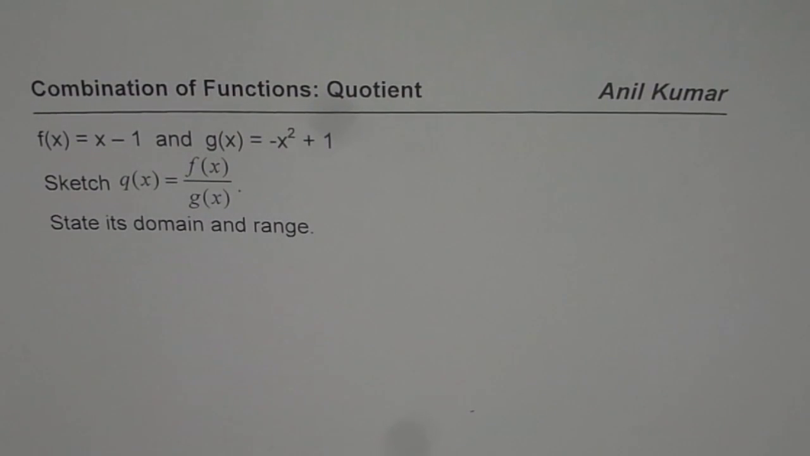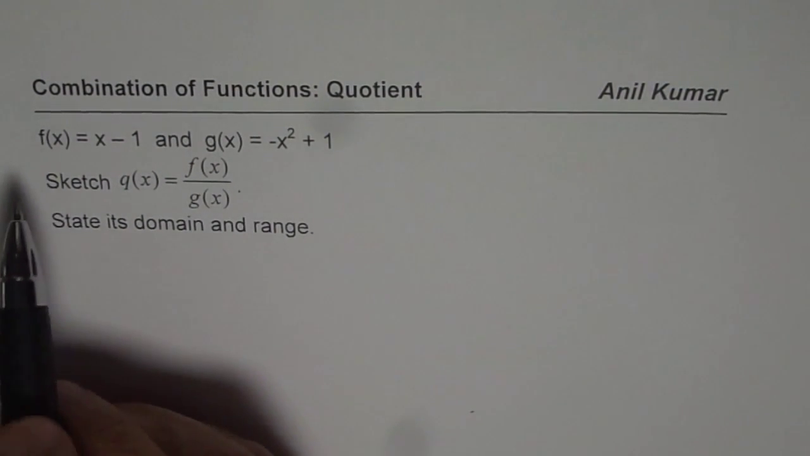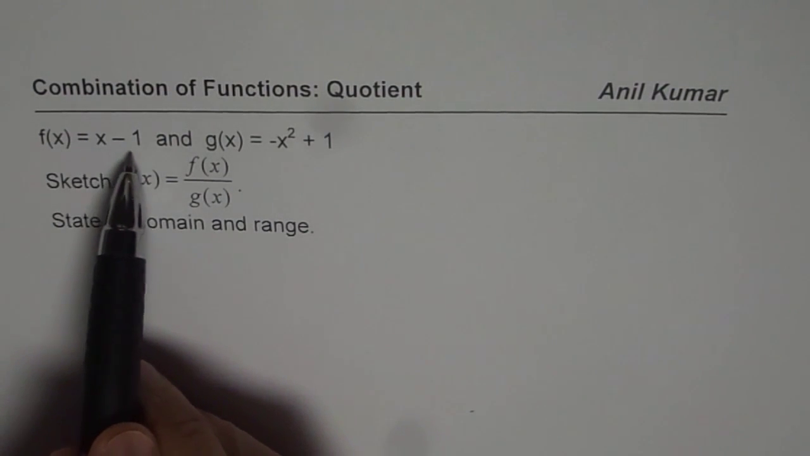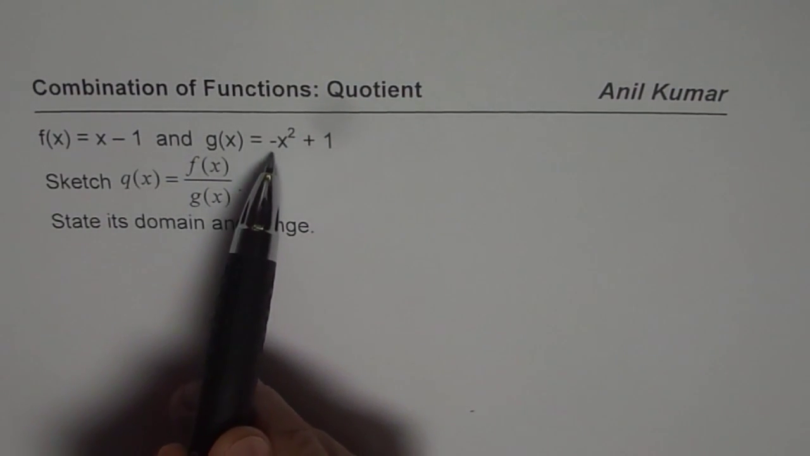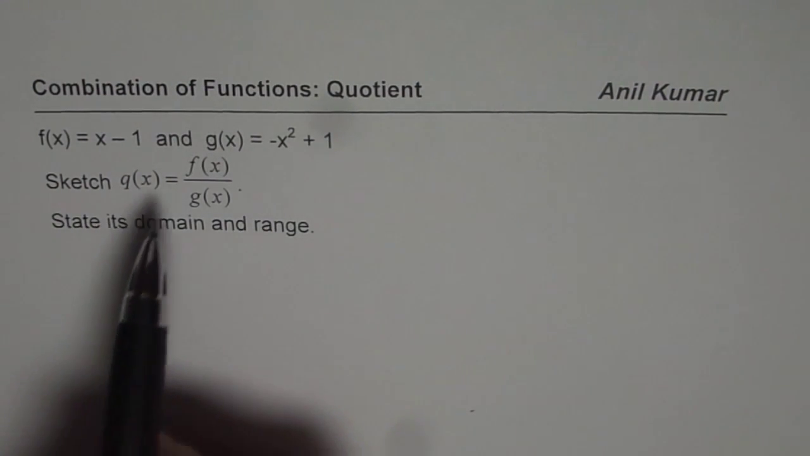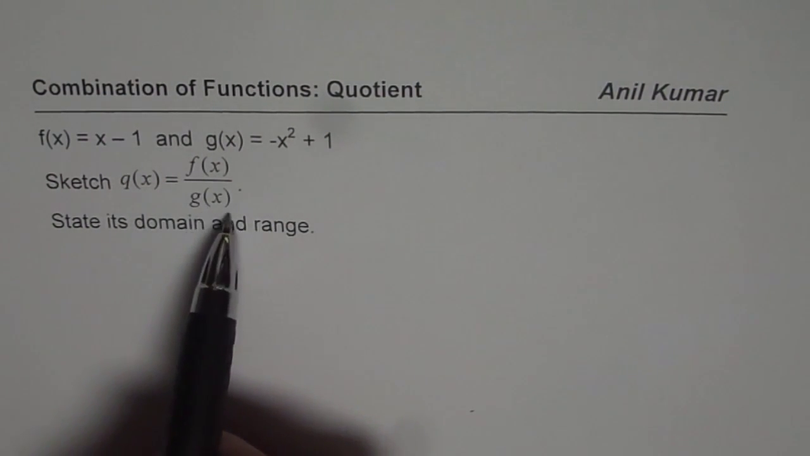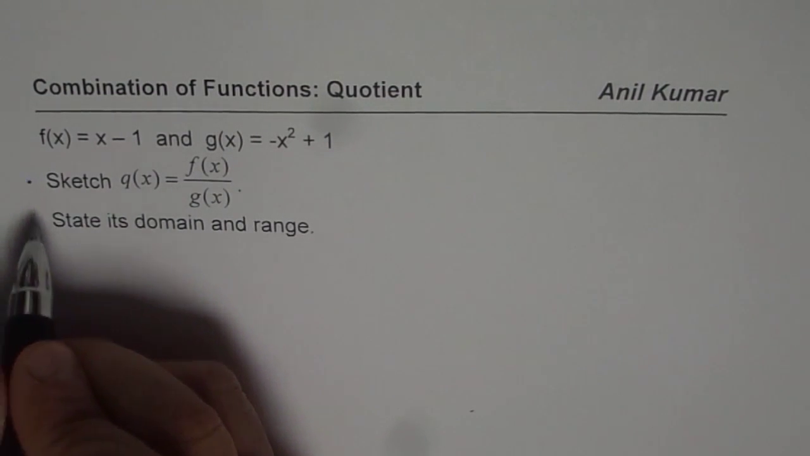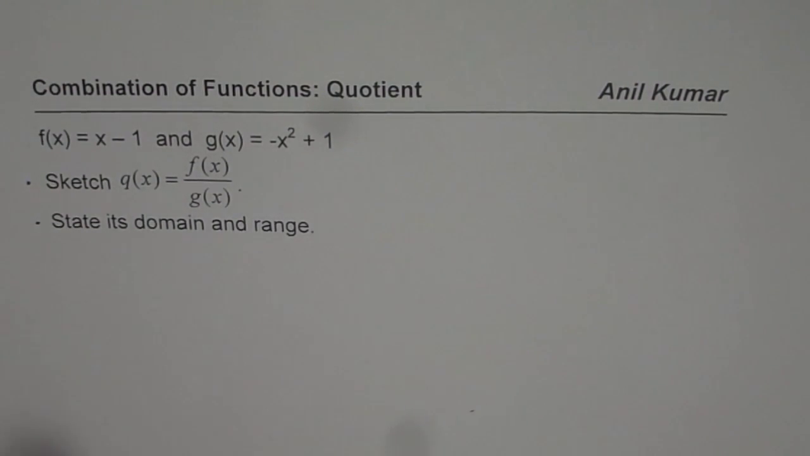I'm Anil Kumar. We are exploring combination of functions, and in this video we are going to understand what is quotient of given functions. So we are given two functions, f of x equals x minus 1 and g of x equals minus x squared plus 1. We need to sketch q of x, which is f of x divided by g of x, and then we need to write domain and range for this quotient function, right?